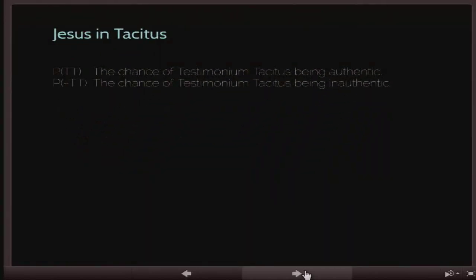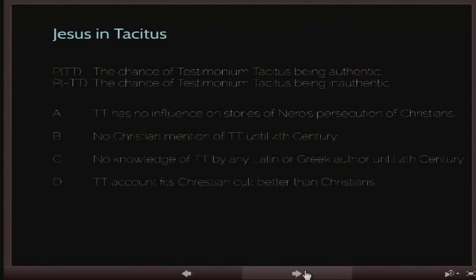Now, the passage is known as the Testimony in Tacitus. I'll just say TT from here on in because I'm running short on time. And he deals with four facts that would lead us to believe that it might not be accurate, that it may have been played with by Christian scribes at a later date. For example, this passage in a Roman book has no influence on Christian stories about persecutions. There's no explicit mention of it by other Christians till the 4th century, no Latin or Greek mentions till the 4th century. And it lends itself to interpolation, perhaps because it fits some other kind of cult rather than the actual Christian cult.